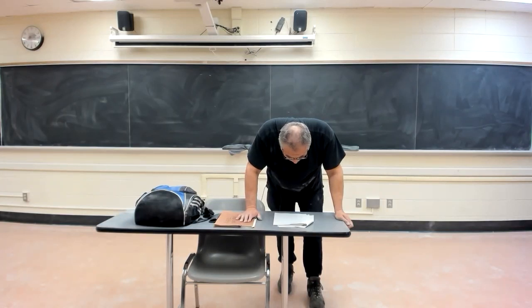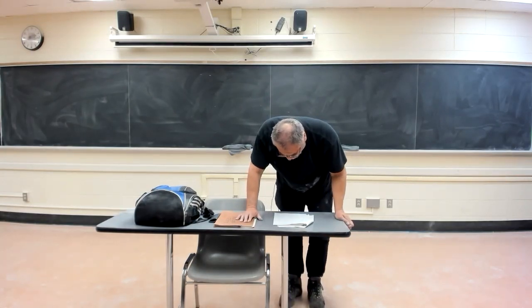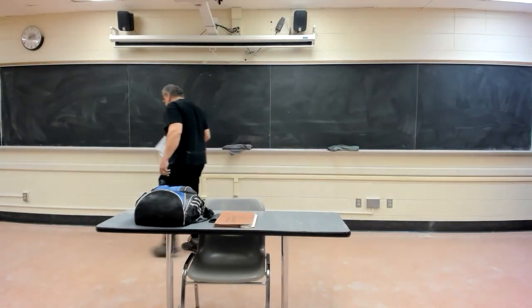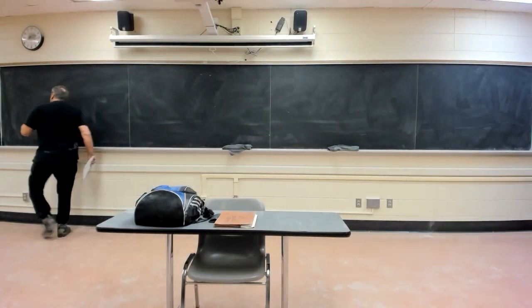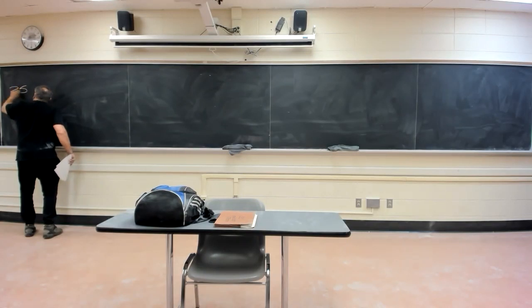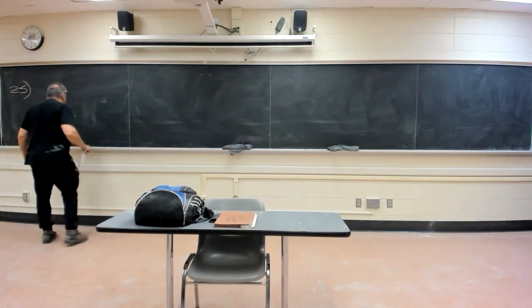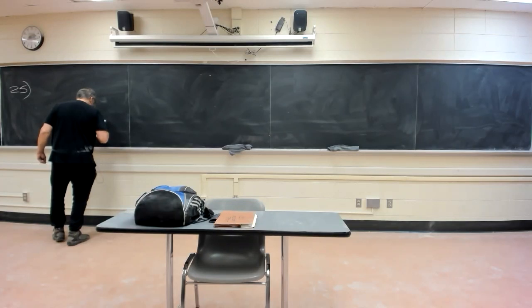a baseball outfielder throws a baseball of mass 0.36 kilograms at a speed of 34 meters per second and initial angle of 30 degrees. What is the kinetic energy of the baseball at the highest point of the trajectory? Well, this is very interesting.